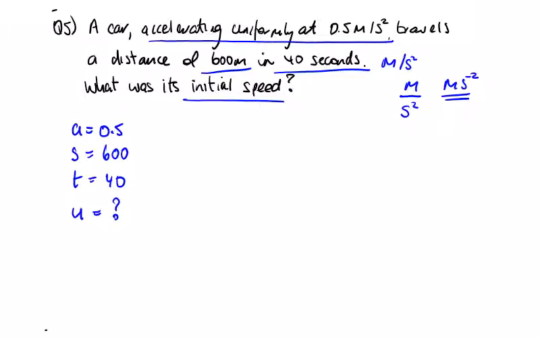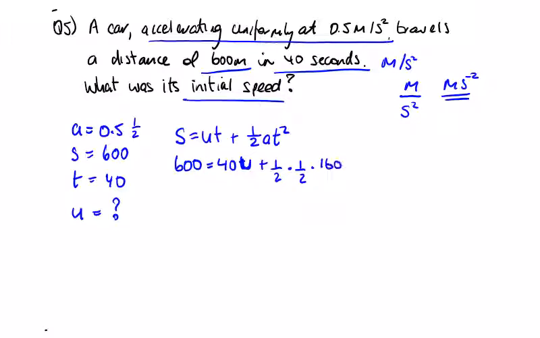So what can we use here? S, we have SUAT. S is equal to UT plus a half AT squared. Now if you choose the wrong formula, just go back and choose the right one. So 600 is equal to, we're looking for U. So we're going to have 40 times U plus a half times a half, 0.5 is a half, times T squared, which is 40 squared.